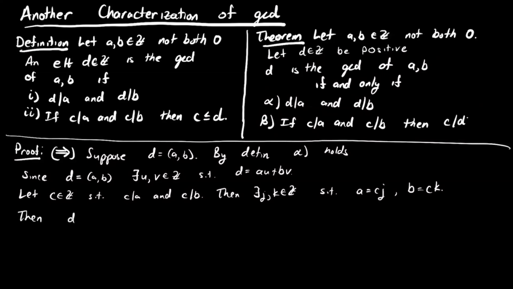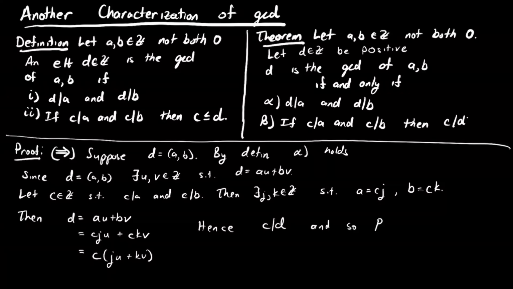So what can we conclude? Then D, which we've written as AU plus BV, can now be written as, well, I'll replace A with CJ, so this is CJU, and I'll replace B with CK, so this becomes CKV, and we see that this is just C times (JU plus KV). And what does this tell me? Hence C divides D. So D is a multiple of C. So this proves condition beta, and so condition beta holds.